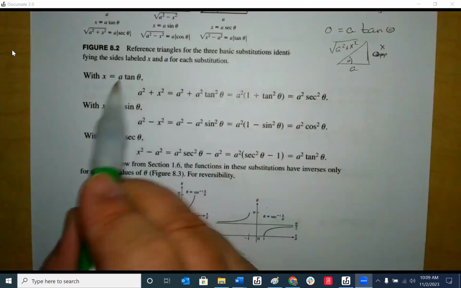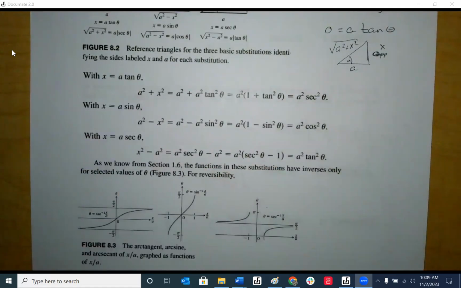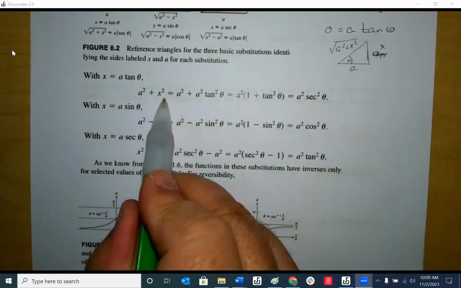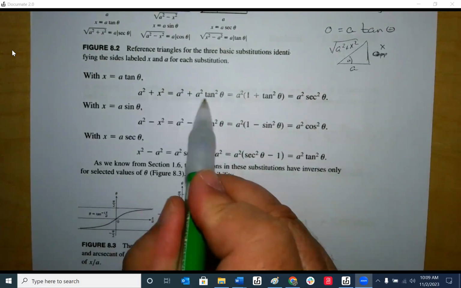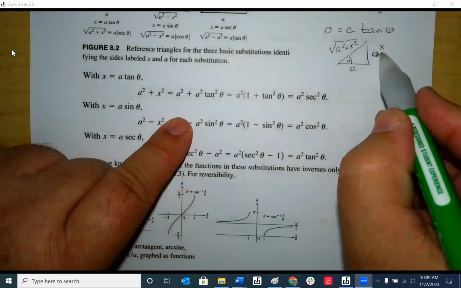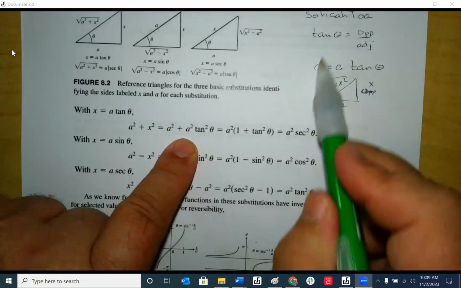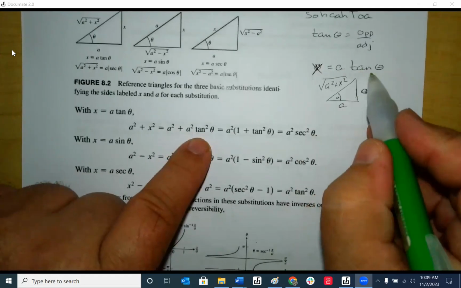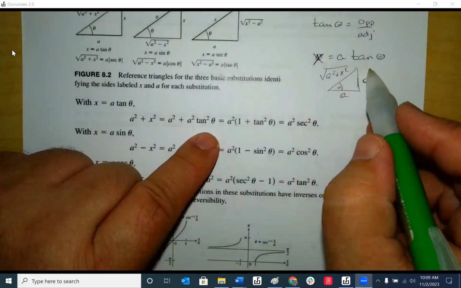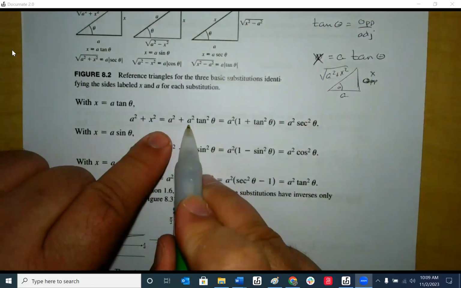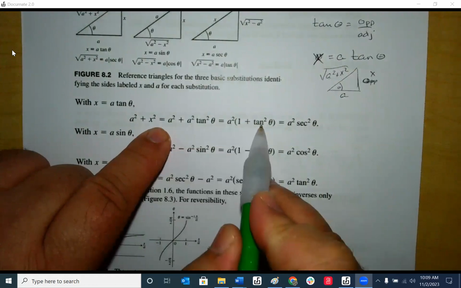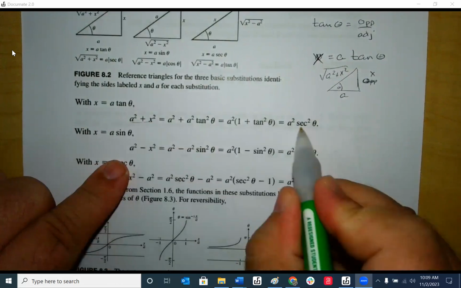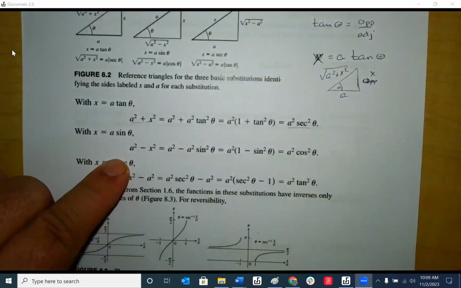So here's a conversion. With x equals a tangent theta, we just looked at a squared plus x squared inside the radical, which is the same thing as a squared plus a squared tangent squared theta, where x represents the opposite. Since they both have an a squared, we factor it out. We get 1 plus tangent squared, and 1 plus tangent squared is the same thing as secant squared. So a squared plus x squared is the same thing as a squared secant squared.